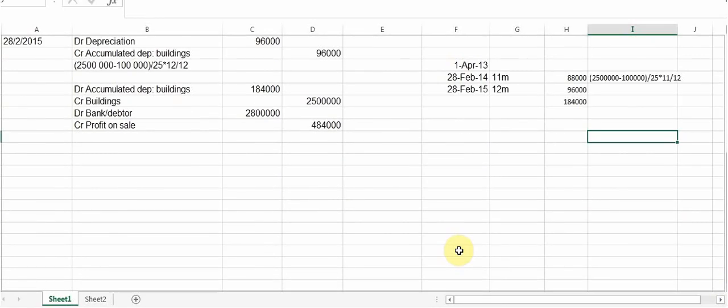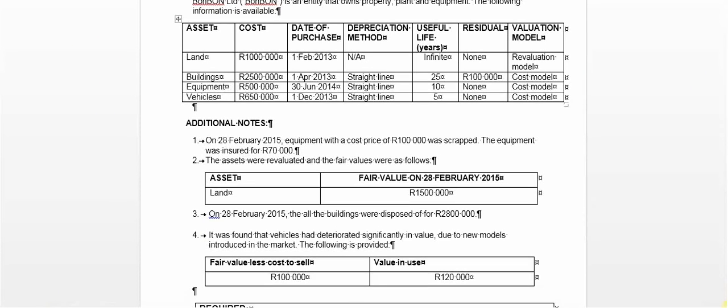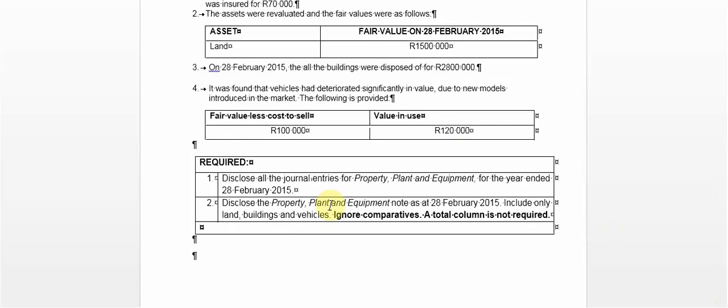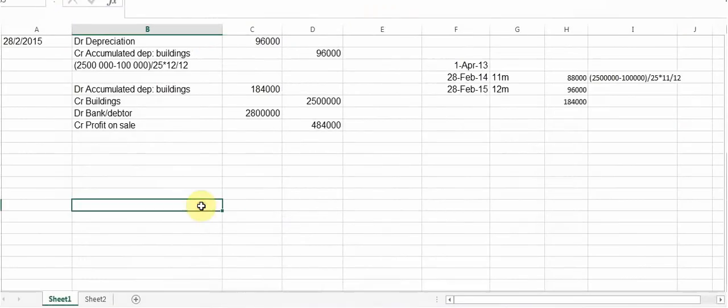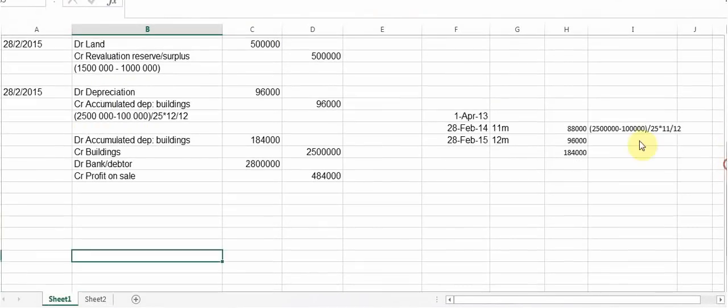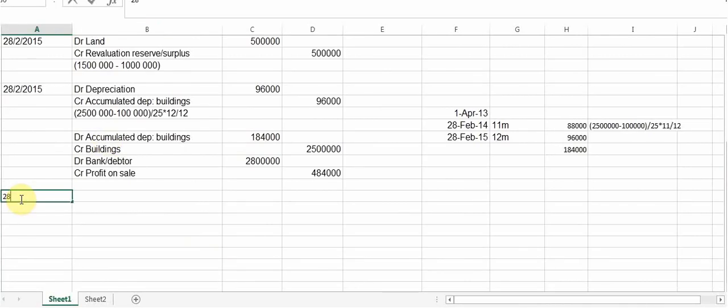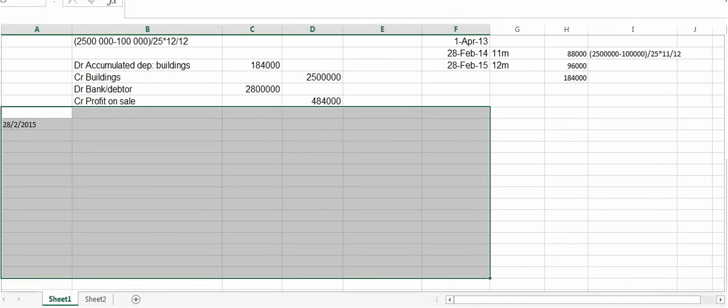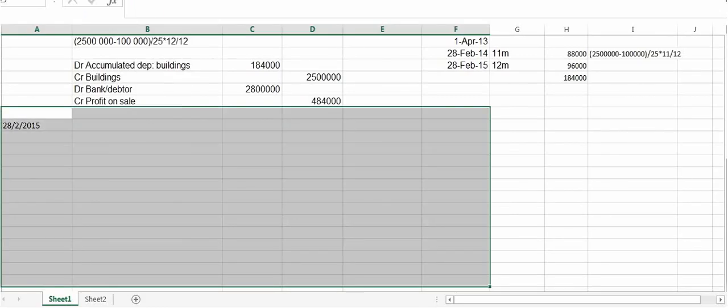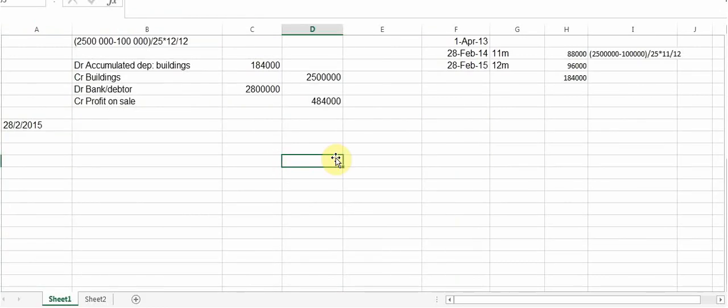Note number 4 relates to the vehicles. And it says that the vehicles have deteriorated in value, and they give you the fair value less cost to sell and the value in use. So if I perform an impairment loss, there's several things I need to do. I'm still on 28 February, and there's several things that I need to calculate before I can just jump into performing journal entries here.